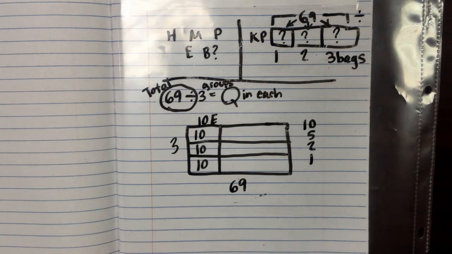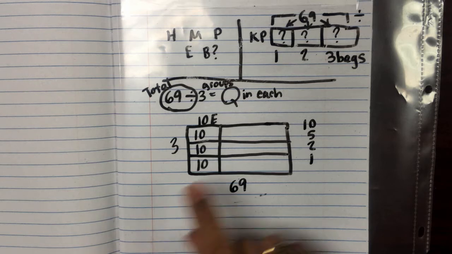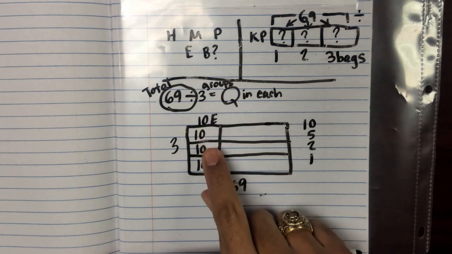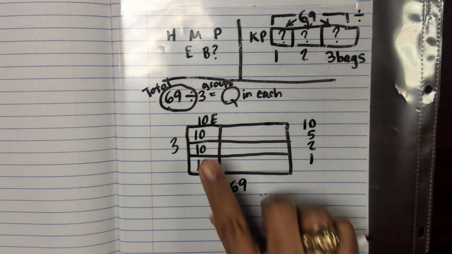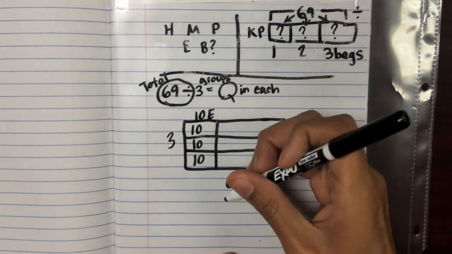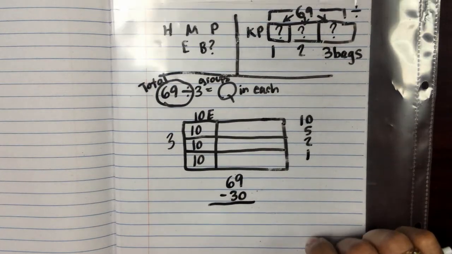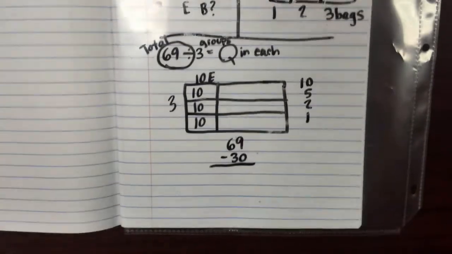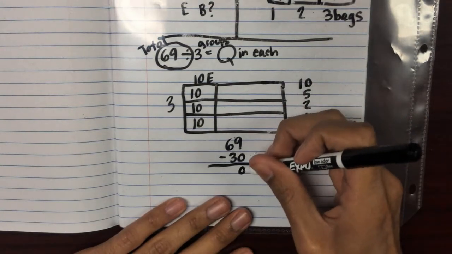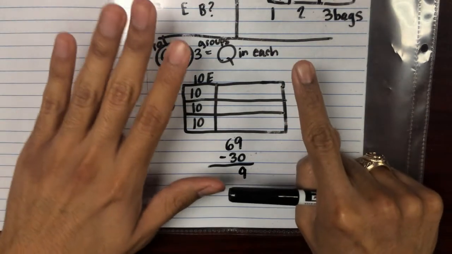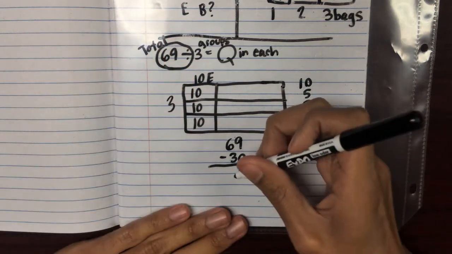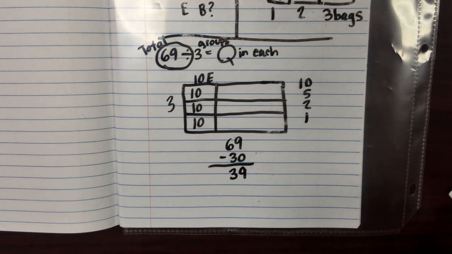Do I have 69 anymore? No, I don't, because I gave some away. I shared some away to those 3 bags. So I need to figure out how many I gave away. Well, I gave away 10, 20, 30. If I gave away 30, I need to take away 30 using subtraction. So go ahead and subtract 30 to figure out how many we have left to share. I know that 9 take away 0 is 9, and 6 take away 3 is 3. I have 39 left to share.